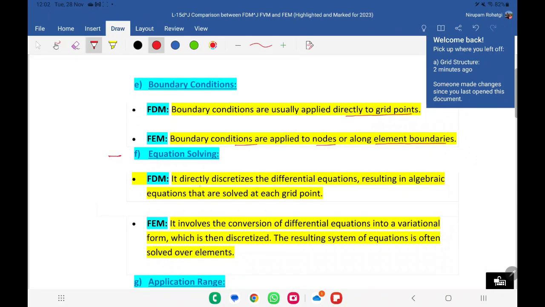Equation solving. FDM directly discretizes the differential equation, resulting in algebraic equations that are solved. So in FDM you have algebraic equations at all the points and solve them together. But in FEM, it involves conversion of the differential equation into variational form. This is some other technique which we have not discussed, which is then discretized, resulting in a system of equations often solved over elements. So something like variational mechanics is being used there, and it becomes a different type of approach.